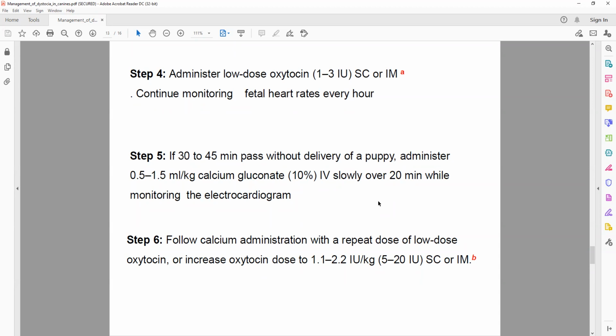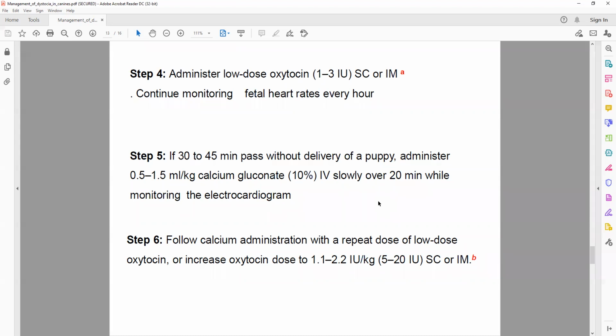And while giving the oxytocin, you have to count the fetal rate. If the ultrasound is inbuilt, you can count the heart rate. You can even count the heart rate of the mother by putting your stethoscope. First you give a maximum of 3 IU, then you wait around 40 minutes, and if nothing came out, now you can provide calcium gluconate. The dose rate is 0.5 to 1.5 milligram per kg body weight, and very slow, very slow.